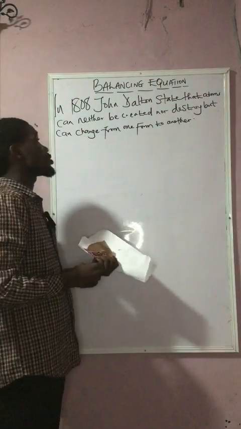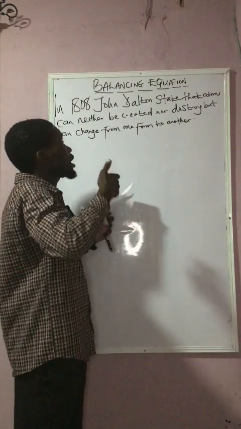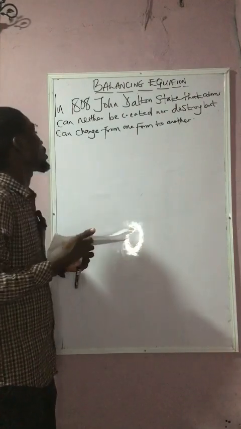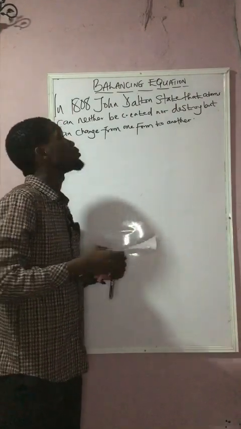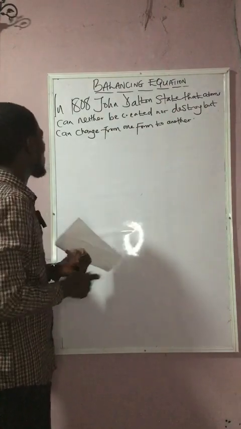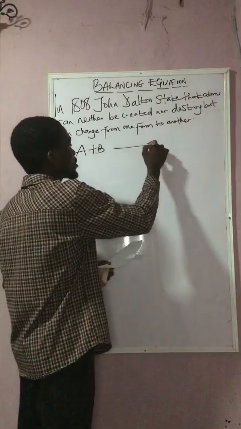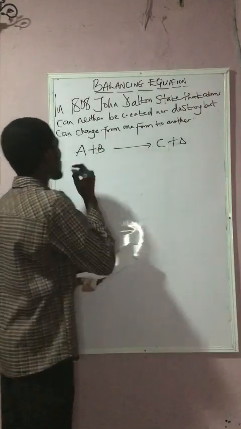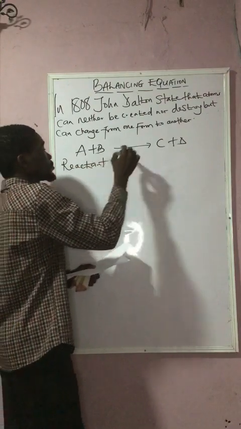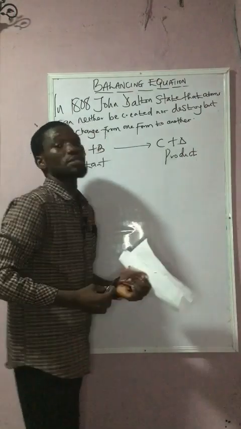So, what does this particular thing mean? Dalton takes a look at it that atoms can neither be created nor destroyed, but can change from one form to another. For example, what Dalton means is that if I have A plus B and I have C plus D, this is my reactant side and this is my product side. What does that mean, class?